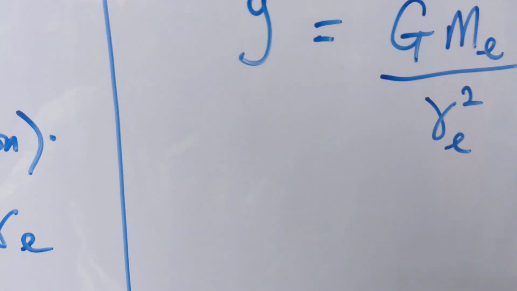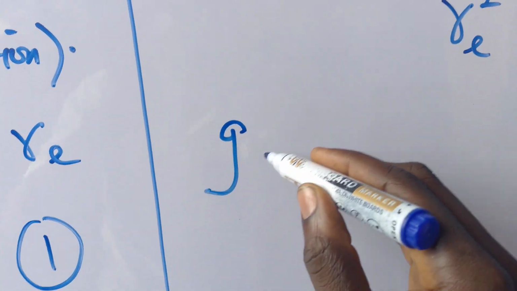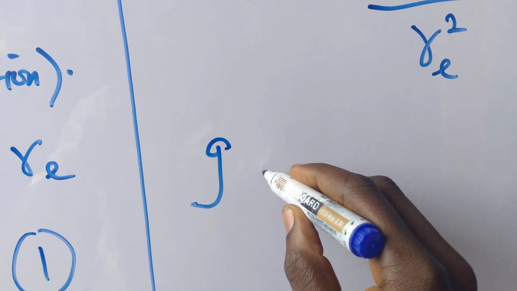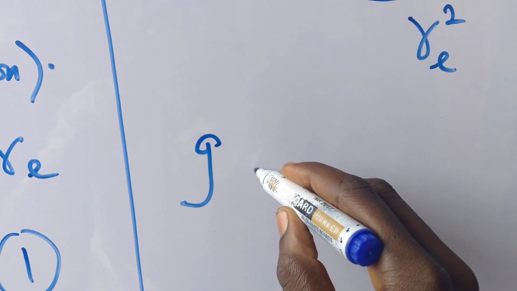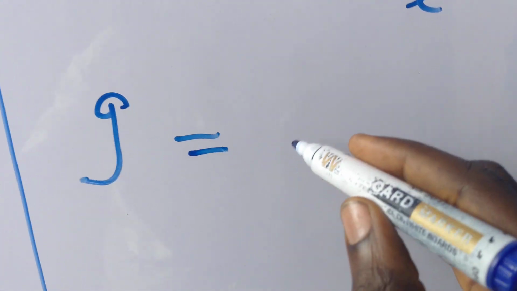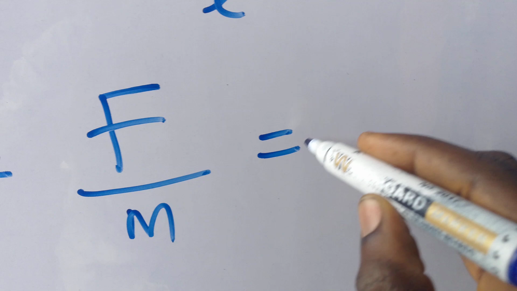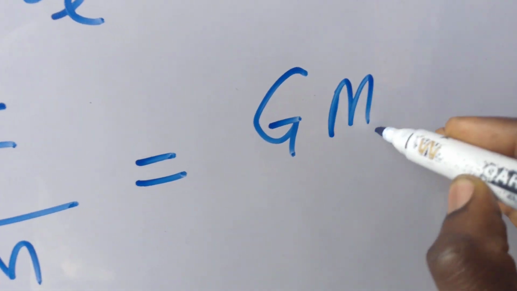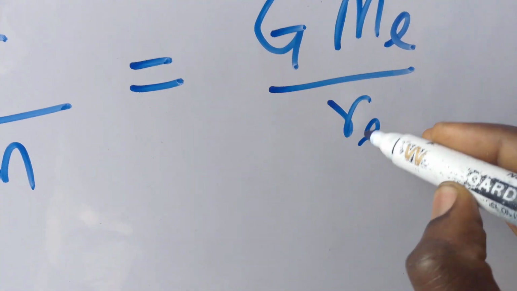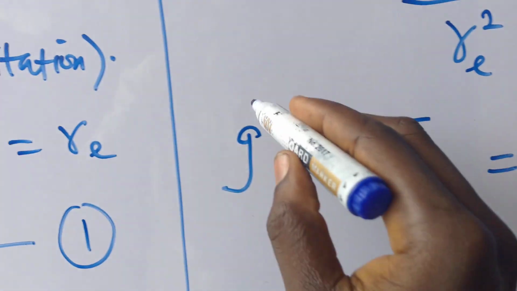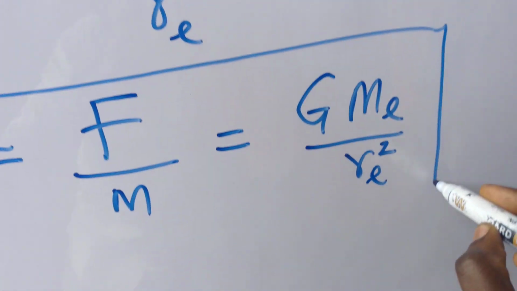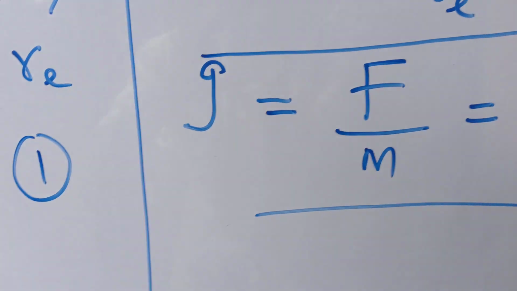Then it follows that the equation for gravitational acceleration or gravitational field intensity, small g, is equal to F over m, and is also equal to G ME over RE squared. We'll take note of this.